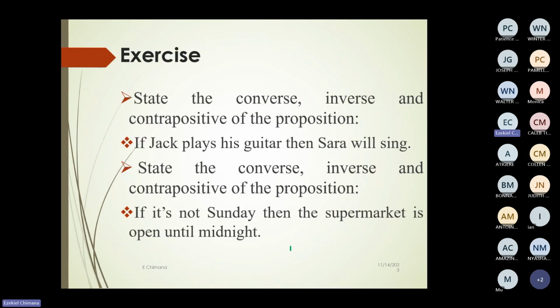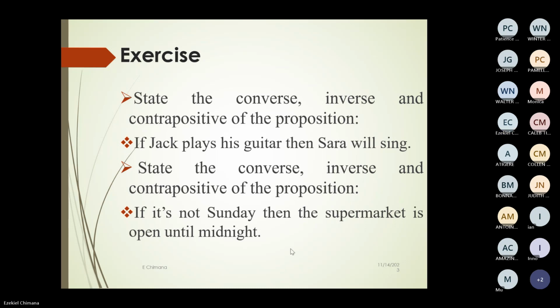That's what you have there. So state the converse, inverse, and the contrapositive of the proposition: If Jack plays his guitar, then Sarah will sing. State the converse, the inverse, and the contrapositive of the proposition: If it's not Sunday, then the supermarket is open until midnight. Let's start with the converse statement of the first implication, which says if Jack plays his guitar, then Sarah will sing.